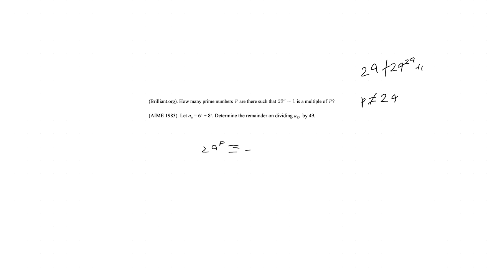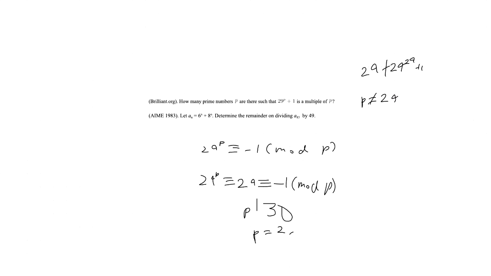So here we use FLT, so 29 to the pth power is congruent to 29, and this is -1 mod p. Now this basically says that p is a factor of 30. So this just tells us that p is 2, 3, or 5. If we just check these primes, they all work. So we have 3 prime numbers p.